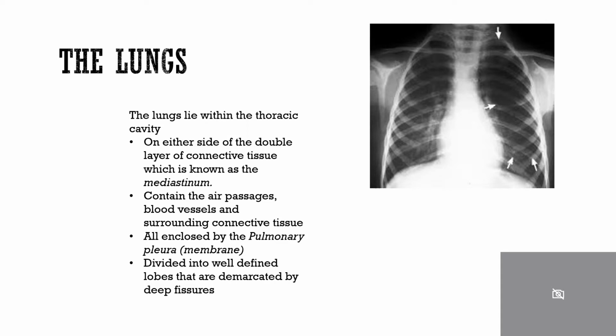The lungs. The lungs lie within the thoracic cavity, on either side of the double layer of connective tissue known as the mediastinum. This contains the air passages, blood vessels, and surrounding connective tissue. All are enclosed by the pulmonary pleura or membrane, and they are divided into well-defined lobes that are demarcated by deep fissures.